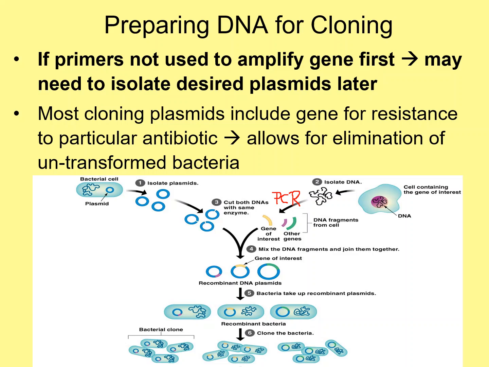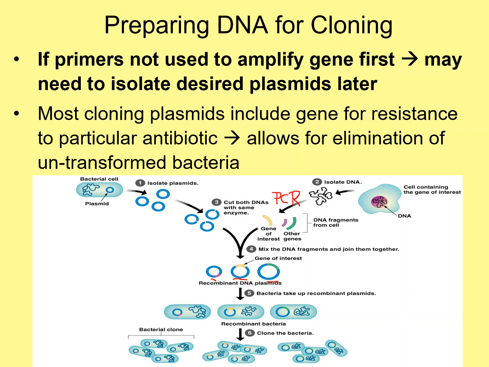You're going to cut your plasmid with the same restriction enzyme, and then you're going to mix them all together, right? So your possible outcomes are, I get my plasmids that have the gene that I'm interested in, but I might also get plasmids that have other pieces in them, right? So this one's got a purple piece, and that one's got a green piece.